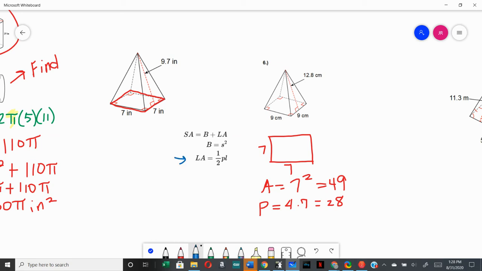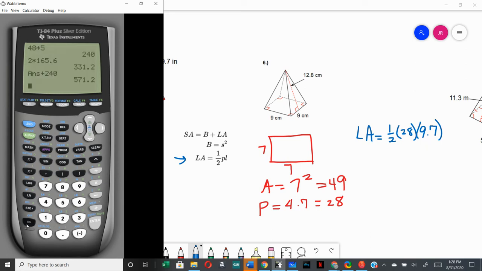Calculate the lateral area first. Lateral area is 1/2 the perimeter, which I just found, 28, times L. What is L? L is the slant height. It goes from the tip of the pyramid to one of the sides. So that, in this case, is 9.7. So got my calculator. We got 28 times 9.7 divided by 2. That gives me 135.8.